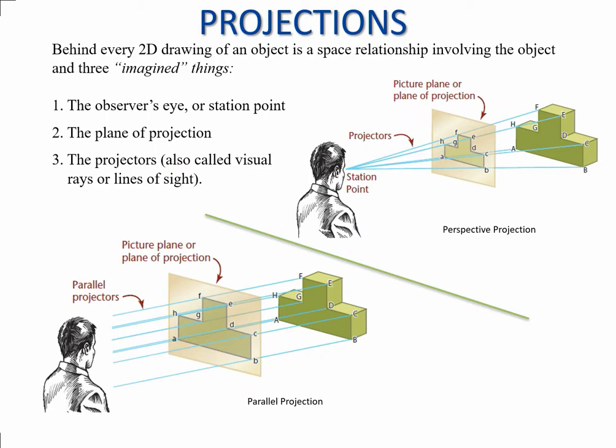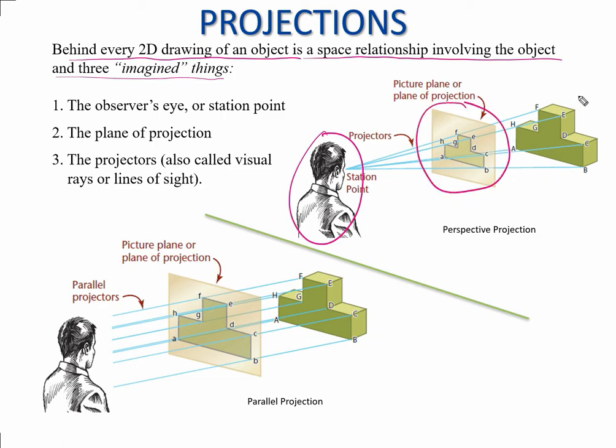So the projection behind every 2D drawing of an object is a space relationship involving the object and three imagined things. We need the observer, the projection plane, and lines of sight. If lines of sight are not parallel like this, it is called perspective projection. If lines of sight are like this, it is parallel projection. In this course, we'll use the method of parallel projection.